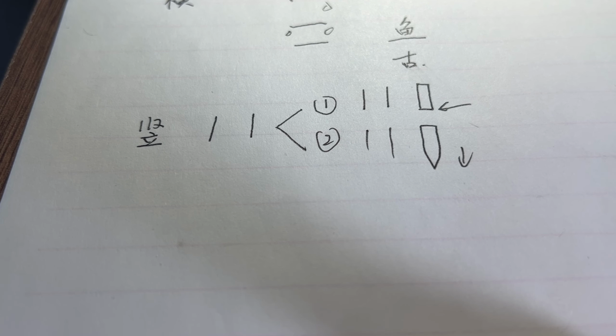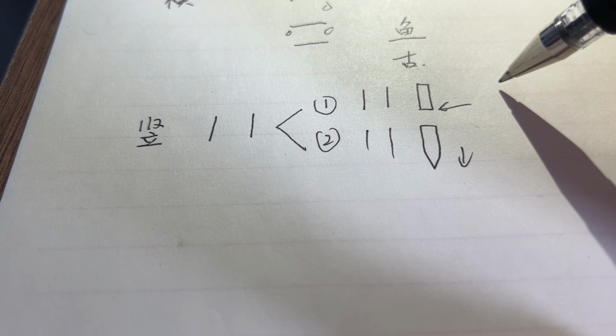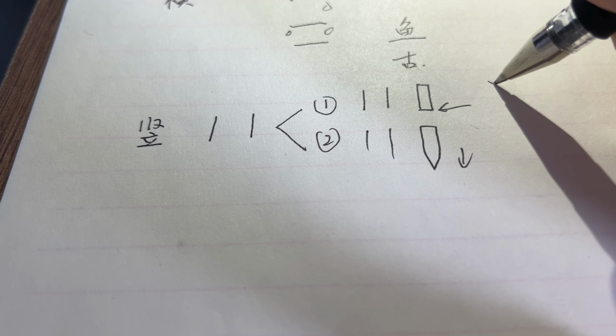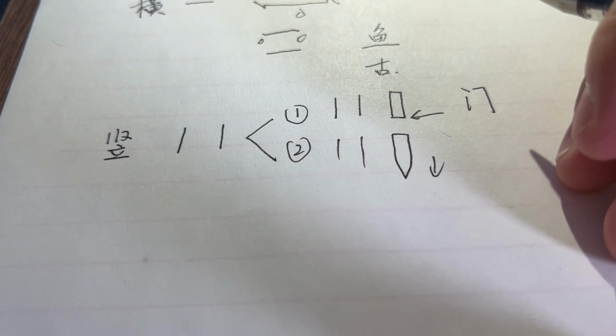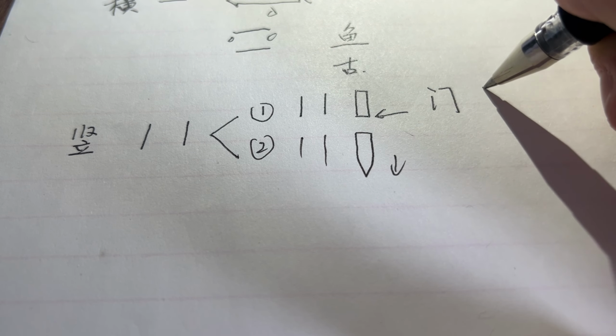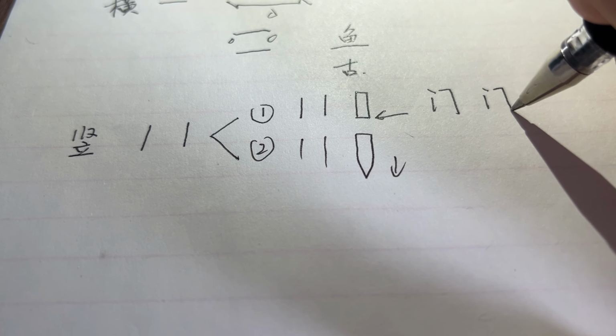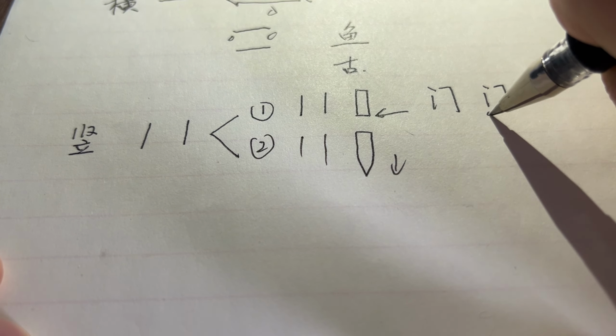So why are they different and how are they used differently? The first one is in characters like man, gate. You can see it stops here. It'll stop here.